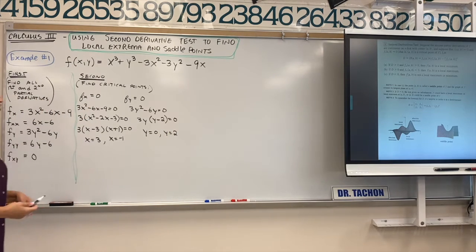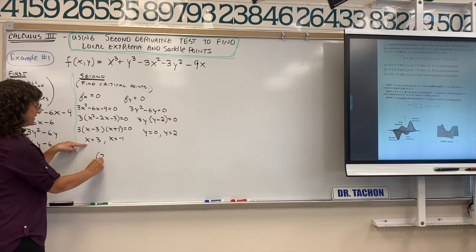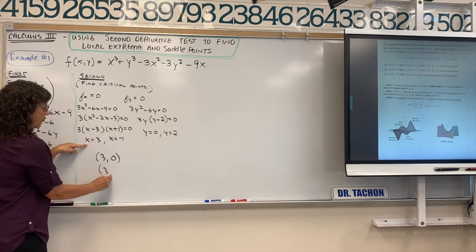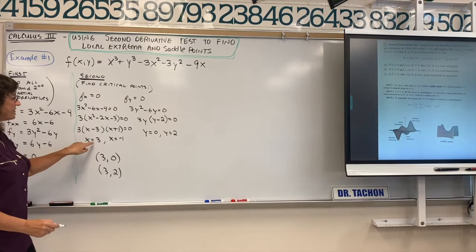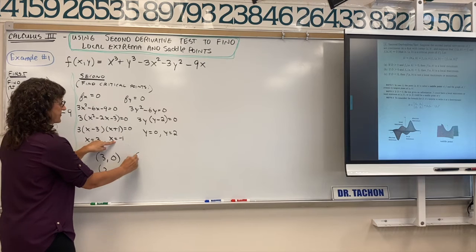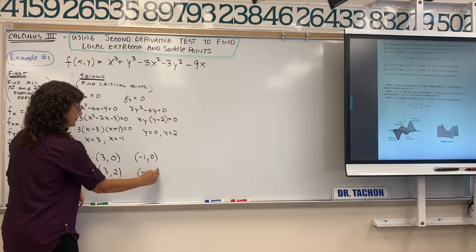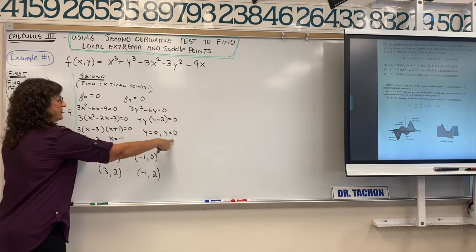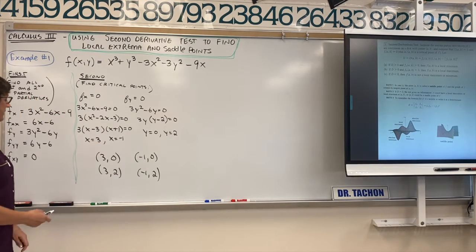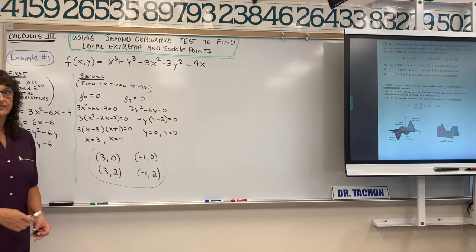Okay. So what do we have for critical points? Well, when x is 3, y is 0. When x is 3, y is 2. What about here? Okay, x is negative 1, y is 0, x is negative 1, y is 2. So we have to include x with each of the y's, and then this x with each of the y's, and then this is what we have. So here are our critical points, okay?